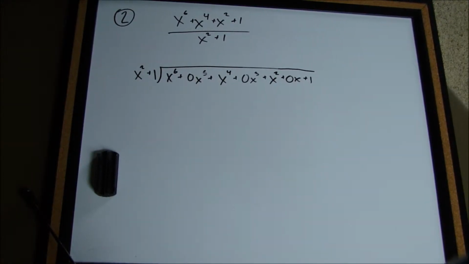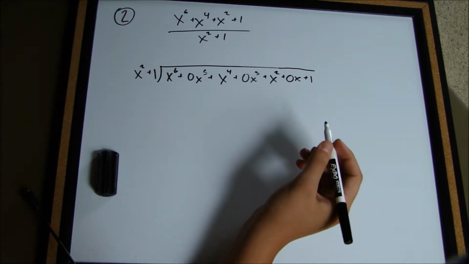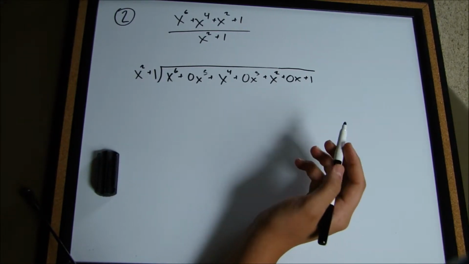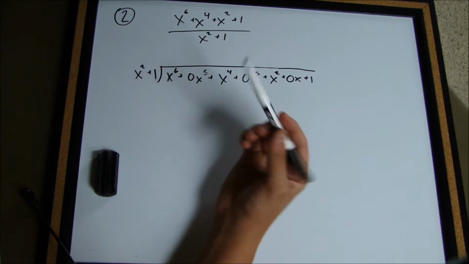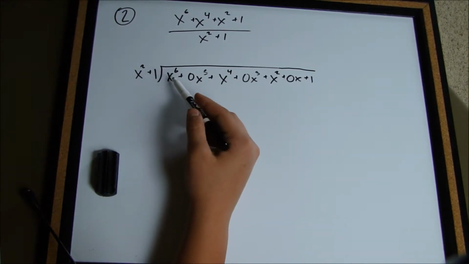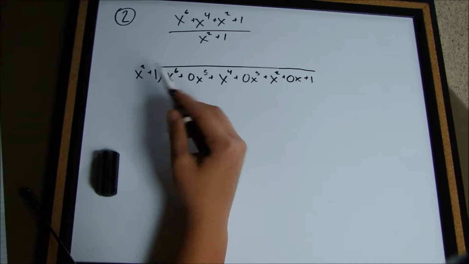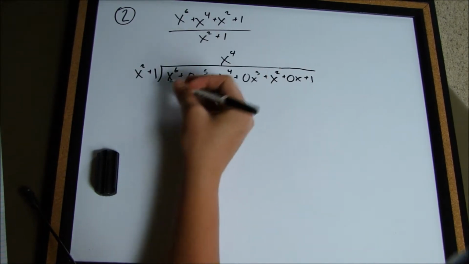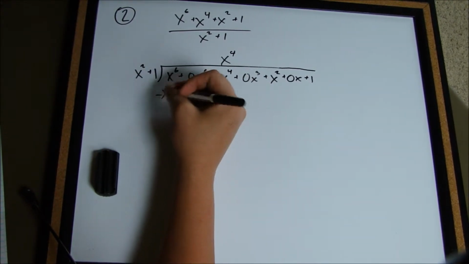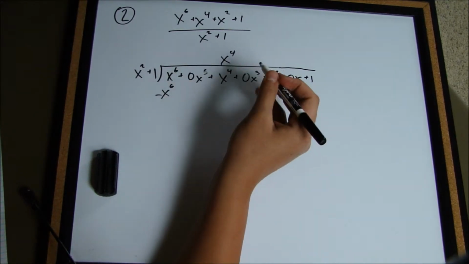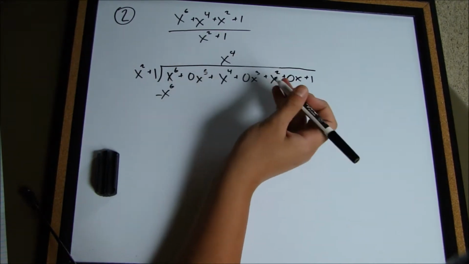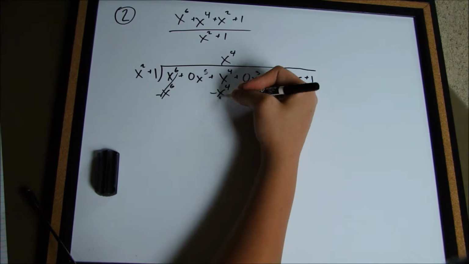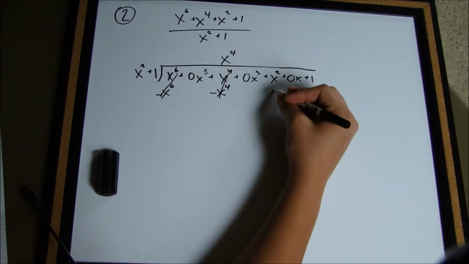Okay, so example number 2 is x to the 6th plus x to the 4th plus x squared plus 1 divided by x squared plus 1. So we start by doing the same as the last example by dividing the first variable of the dividend by the first variable of the divisor, so we get x to the 4th, and then we multiply and subtract, so we get negative x to the 6th, and then we do it with the second variable and we get minus x to the 4th, so then these cancel, and then these also cancel.